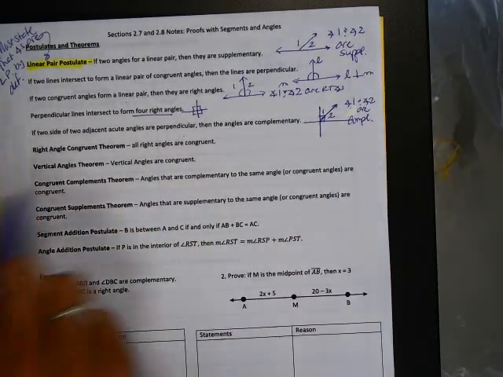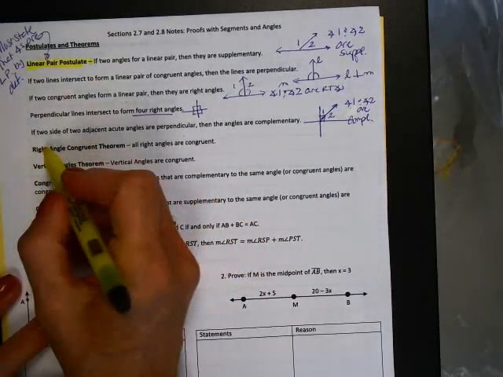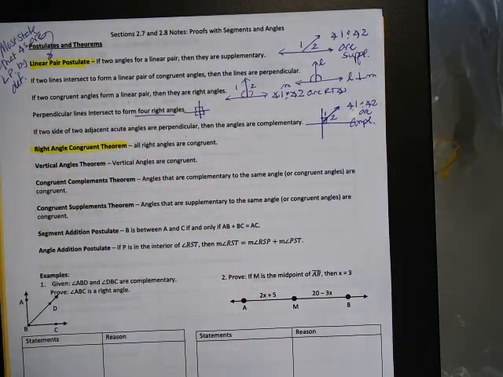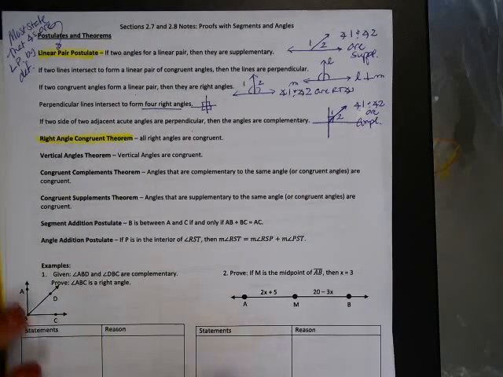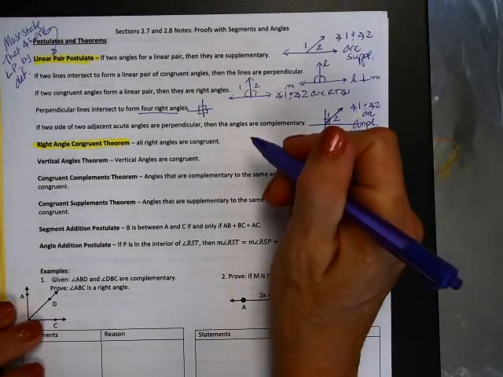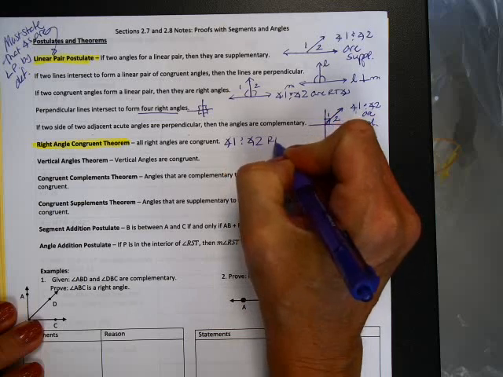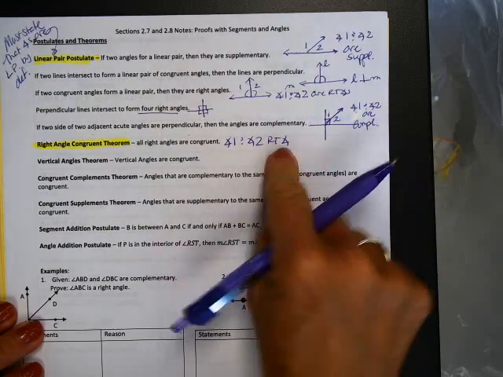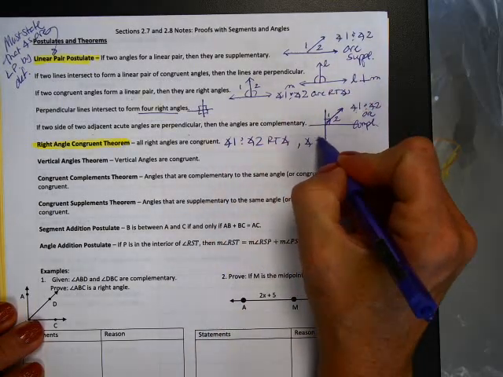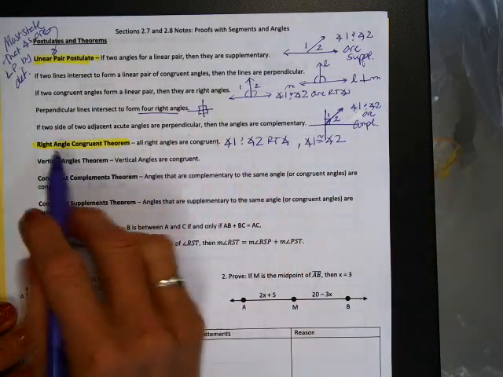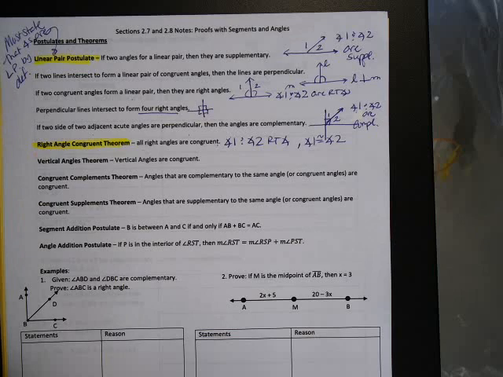Alright, so now we're getting to another theorem. You notice this was in bold. This one we use a lot. Right angle congruence theorem. It's just that all right angles are congruent. Angle 1 and angle 2 are right angles. So anytime that you're given two right angles, you can say that angle 1 is congruent to angle 2 because all right angles are congruent. Our reason is the right angle congruence theorem.